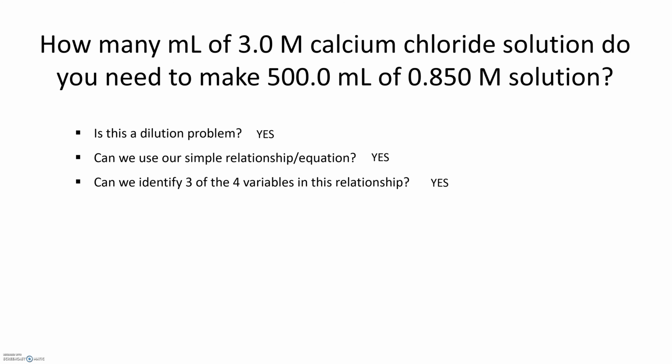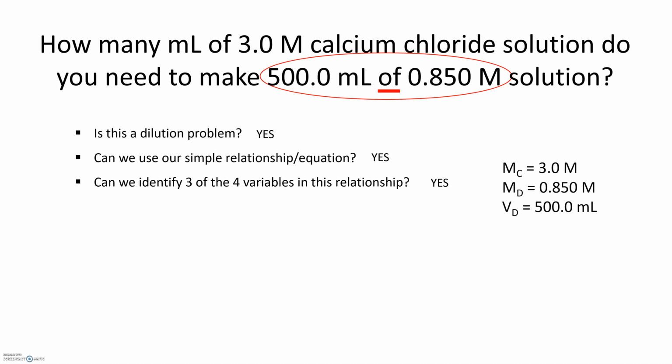What's different here is the pieces of information that we have. We do have 3 of the 4 variables identified here. So again, that word of is connecting our 500 milliliters to the 0.850 molar solution. That's where we're going to end up. It's connecting my volume and concentration of the dilute solution. Okay, those two go together. So those are my molarity and volume of the dilute solution. So it's a little different from last time. And we know the concentration of our initial amount. So there's our relationship again.